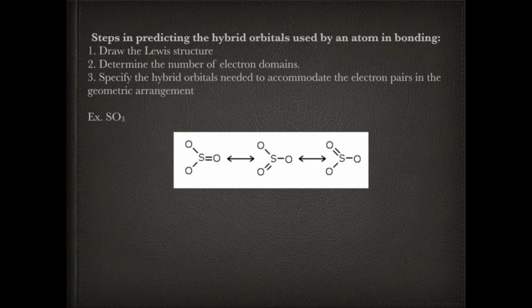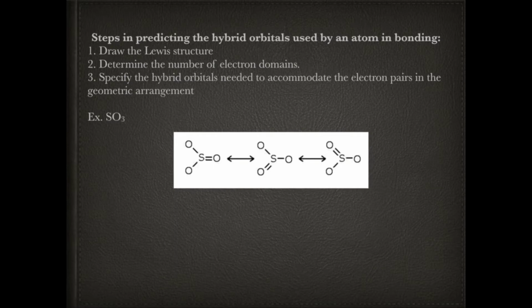Okay? The next thing you need to do is determine the number of electron domains. So for SO3, since there are 2 single bonds and a double bond, that's only going to be 3 electron domains. And then based on the number of electron domains, you need to specify the hybrid orbitals needed in order to accommodate those electron domains. So in this case, since you have 3 electron domains, the hybrid orbital would be sp2 because that takes care of the 3 electron domains. If instead you had 4 electron domains, like in the previous slide, it would be sp3. If instead you had 2 electron domains, it would be sp.